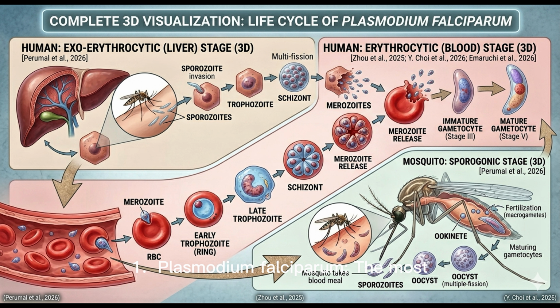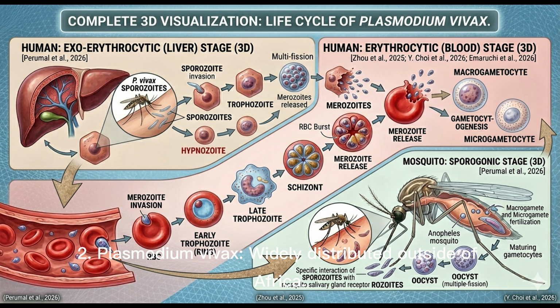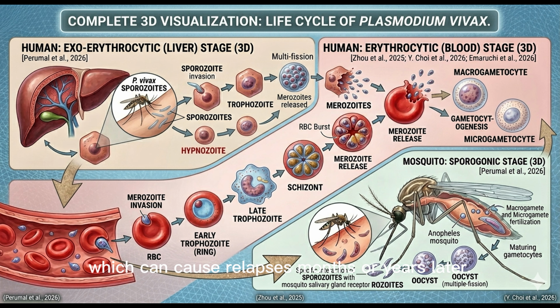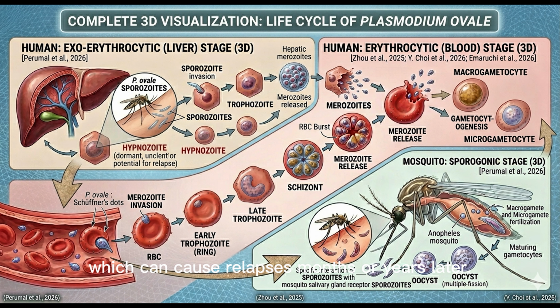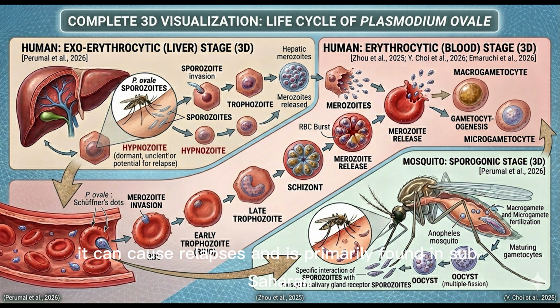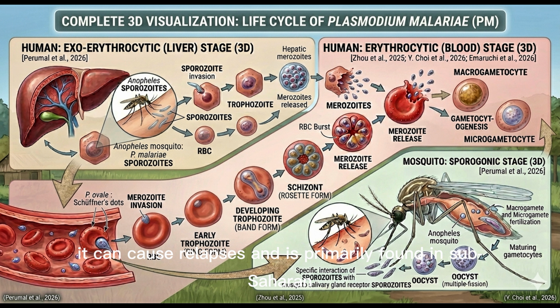1. Plasmodium falciparum, the most dangerous and prevalent species, particularly in Africa. It can cause severe, life-threatening malaria and death within 24 hours if left untreated. 2. Plasmodium vivax, widely distributed outside of Africa. It is known for its ability to form dormant hypnozoites in the liver, which can cause relapses months or years later. 3. Plasmodium ovale, similar to P. vivax. It can cause relapses and is primarily found in sub-Saharan Africa and the Western Pacific.